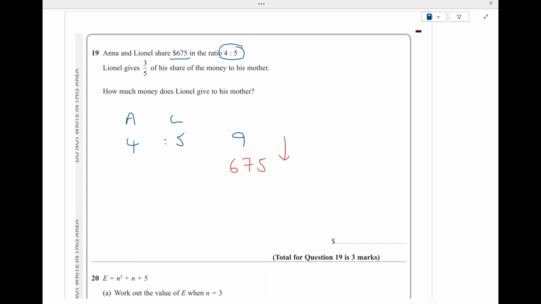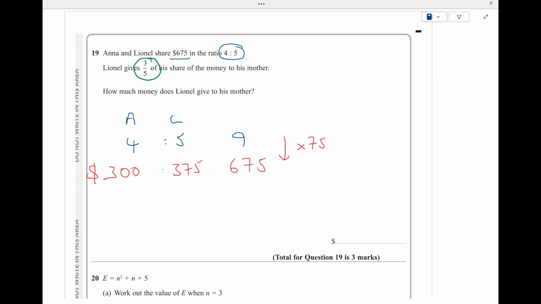So 675 divided by 9. Going to multiply everything by 75. So 4 times 75. So Anna gets 300. And Lionel gets 5 times 75, 375. Okay, so now I know how much money they get each.